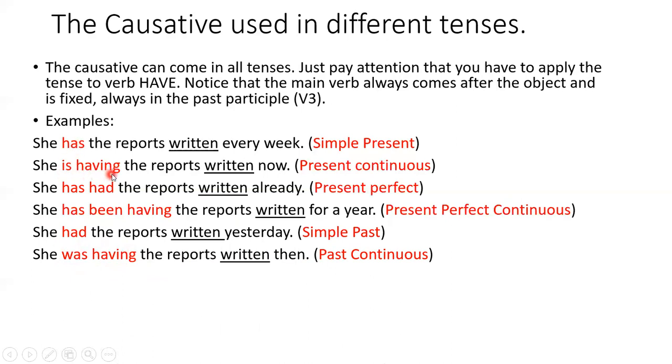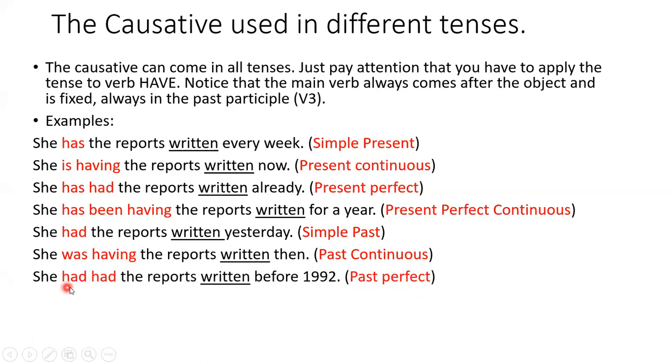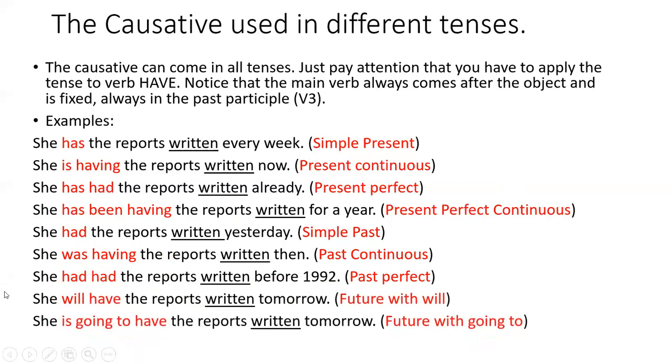Simple present, present continuous, present perfect continuous, simple past, past continuous, past perfect, had. She had had the reports written before 1992. Had is the past perfect. Of course, we can also use have with modals to talk about the future or sometimes ability or possibility. But here I gave you an example with will and going to. She will have the reports written, or she is going to have the reports written.